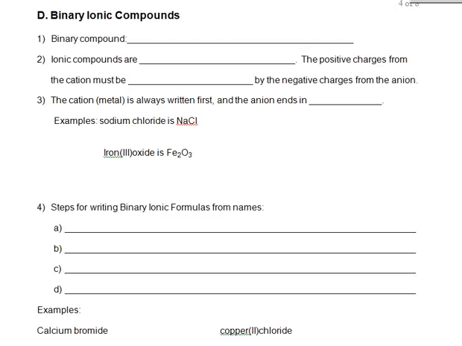This is page 5 of the Chapter 6 notes. And what we're going to look at is binary compounds. What we're going to do is learn to write formulas from names and names from formulas. So let's start with some definitions. A binary compound has two different elements in the compound.